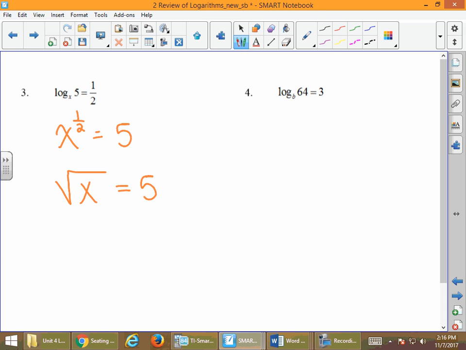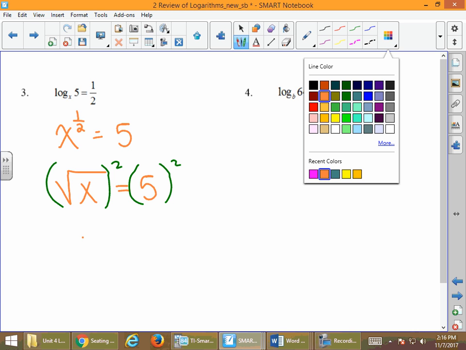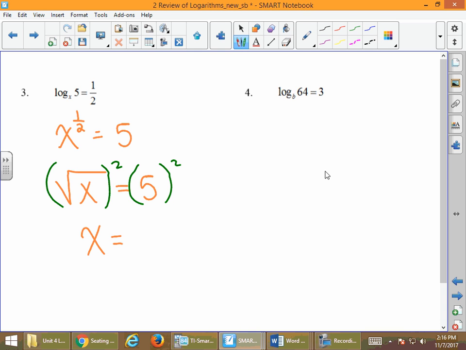Well, we want to solve it. We want to figure out what x equals. So we need to know that the inverse operation of square rooting is squaring. So we're going to have to square both sides. So we end up with x equals 5 squared, which is 25.